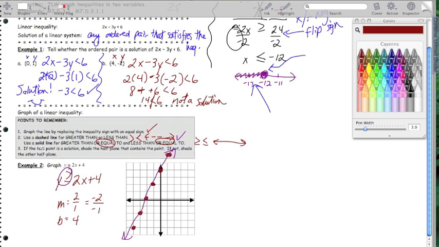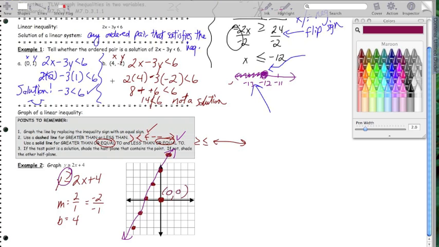Step 3, we're going to deal with our shading. Just like we shaded here, we're shading here. If the test point is a solution, shade the half plane that contains the point. If not, shade the other half plane. So what we're going to do here is pick a test point. You can pick any point that does not fall on the line. I'm going to choose 0, 0. 0, 0 is nice because it cancels things out well. So I'm choosing the point 0, 0.